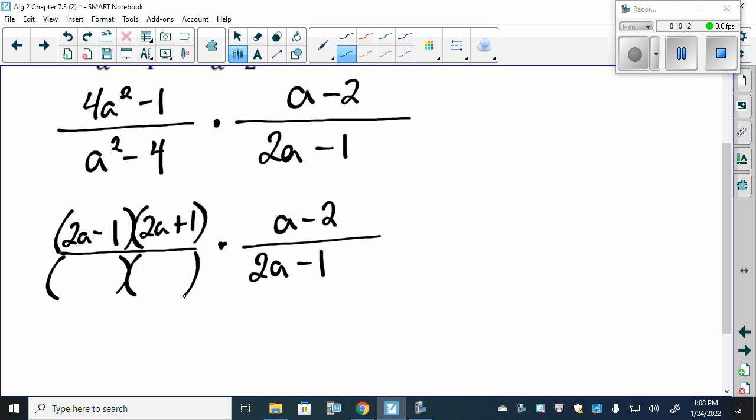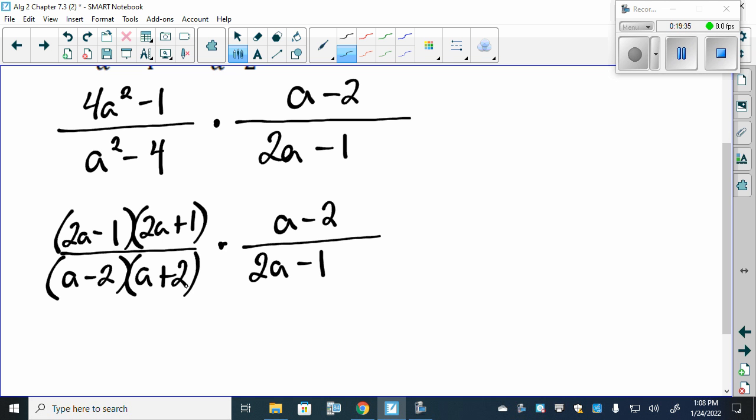In the bottom one, a squared minus 4. Well, that's another difference of perfect squares, yes? So it would be a minus 2 and a plus 2, exactly. And we have this here.